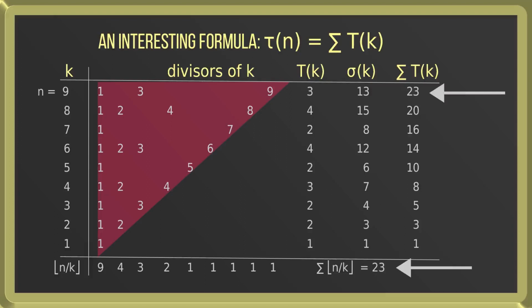Bachmann did not want to estimate the growth of t(n), but rather its summation function tau(n), which gives the count of all the divisors of the numbers from 1 to n. Thus, tau(n) can be calculated by counting all the divisors in the rows k equals 1 to k equals n. For example, tau(9) is obtained by counting all the numbers in the shaded red triangle.